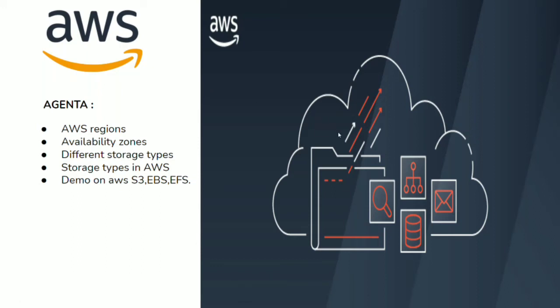Hello everyone. In this session, we're going to see about various AWS regions and availability zones, the different types of storage available in AWS, and a demo on S3, EBS and EFS. Let's see about the region.